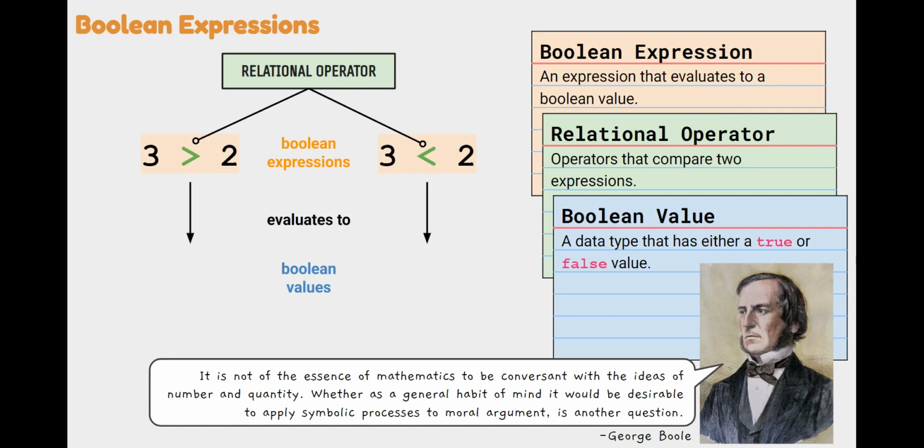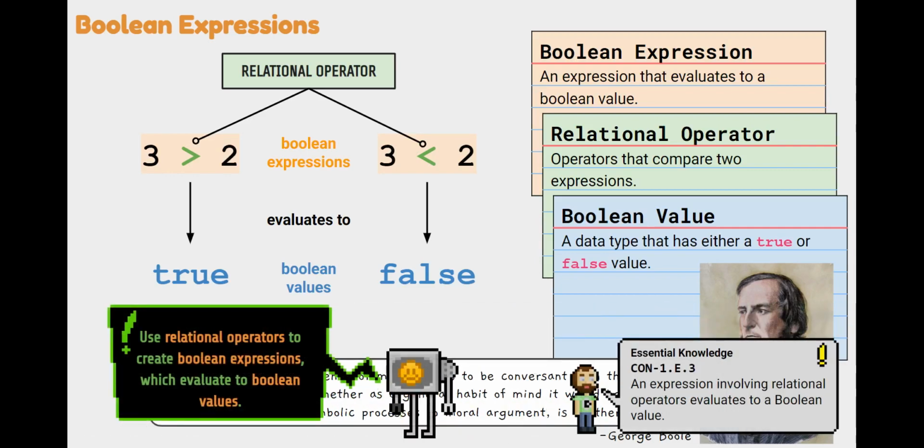The one on the left, where we are saying 3 is greater than 2, will evaluate to the Boolean value of true, where the one on the right, where we are saying 3 is less than 2, will evaluate to the Boolean value of false. So we use relational operators to create Boolean expressions which evaluate to Boolean values. This aligns with our essential knowledge: an expression involving relational operators evaluates to a Boolean value.